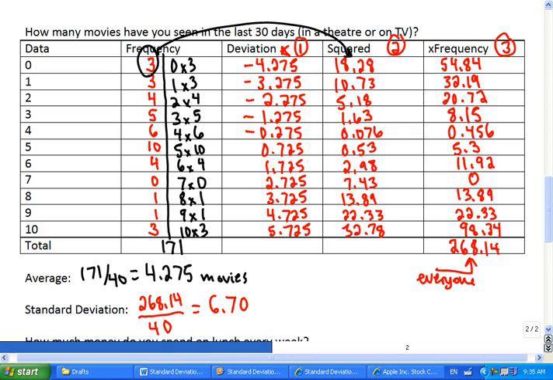But there's a problem though, because that's not the distance, that's the distance squared, right? We squared those distances. So now what I'm going to need to do is take the square root in order to figure out what that standard deviation actually is. So for this data set, it's 2.59.